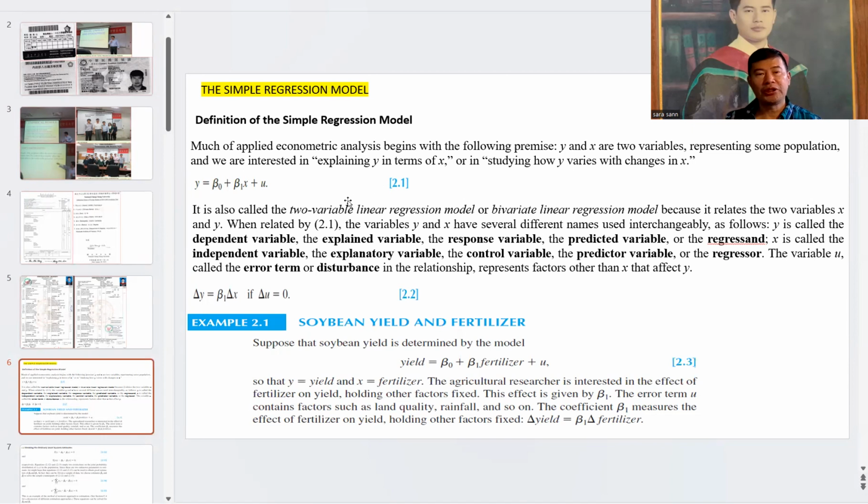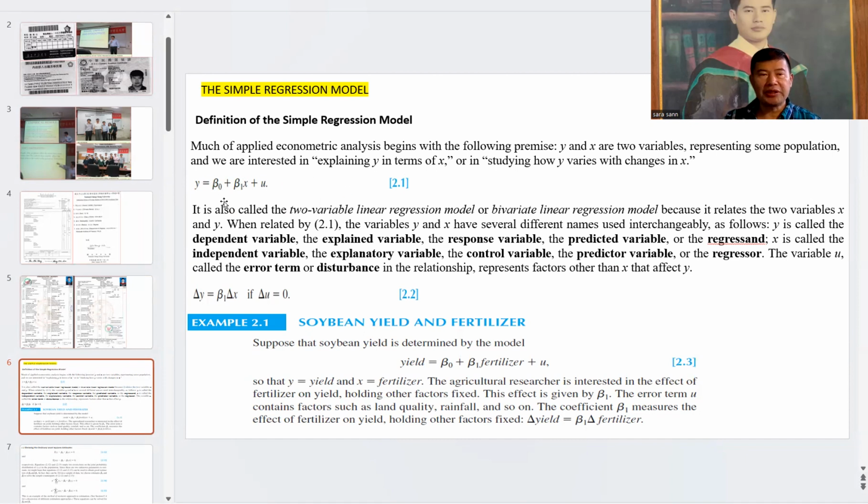You can see in equation 2.1, it is a classic equation: y equals beta 0 plus beta 1 x plus u. Beta 0 is a constant or an intercept. Beta 1 is the coefficient of x. u is the error term or disturbance. I repeat, explaining equation 2.1 again: y is called the dependent variable, x is called the independent variable.